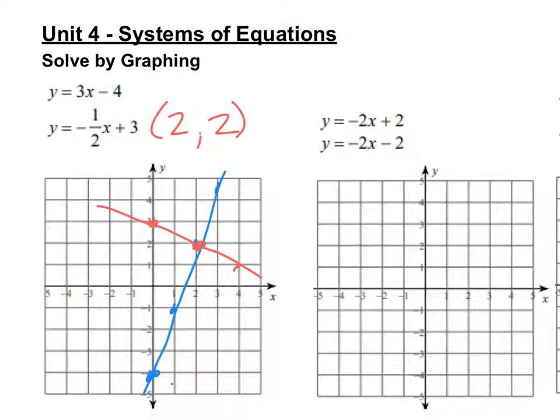For my next line, I begin at 2 and then go down 2, right 1. And my second line, I begin at -2 and go down 2, right 1 as well. These are parallel lines, which means they never cross, so they have no solution.